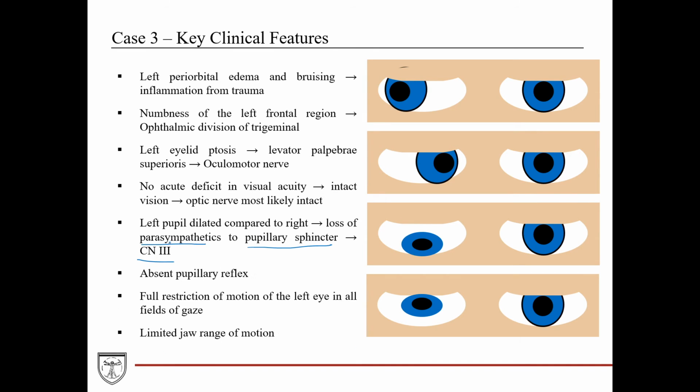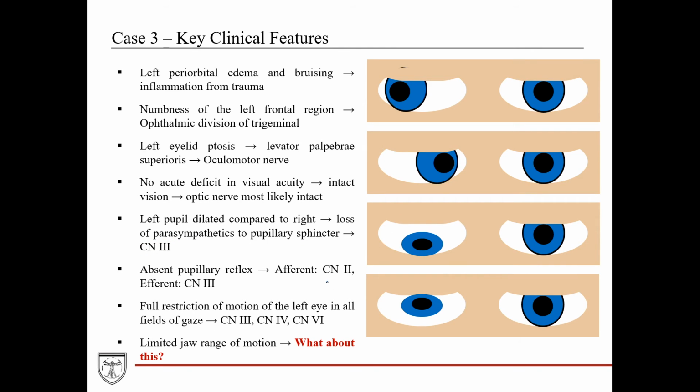Absent pupillary reflex. So cranial nerve 2 is the afferent, because when you shine light in, it has to be received by the optic nerve, and then what allows your pupil to constrict in response to that is cranial nerve 3. Now, full restriction of motion of the left eye in all fields of gaze. So this isn't just cranial nerve 3, because he can't move his eye anywhere. He tries to move it to the left, he can't move it. He tries to move it in this direction, he can't move it. Down, up, he's not able to do it at all. So all of these nerves are going to be affected. Cranial nerves 3, 4, and 6 are all affected here.